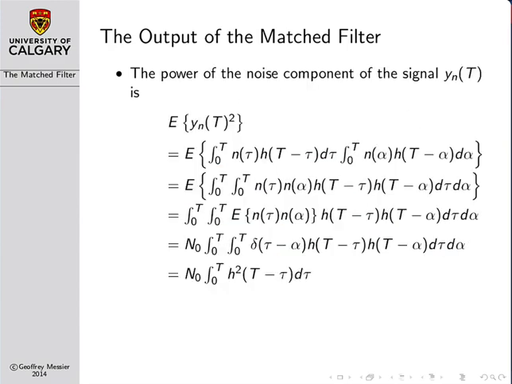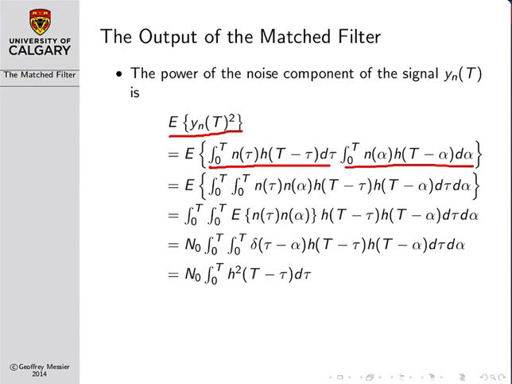So the next step is to determine the power of the noise component at the output of the sampler. So that's just the expected value of yn squared. What we do is we substitute in the convolution expression for yn squared. So that's just yn of t multiplied by another expression for yn of t. So there's two because we're squaring. You'll notice the variable of integration is different in those two expressions just because they're two different equations.